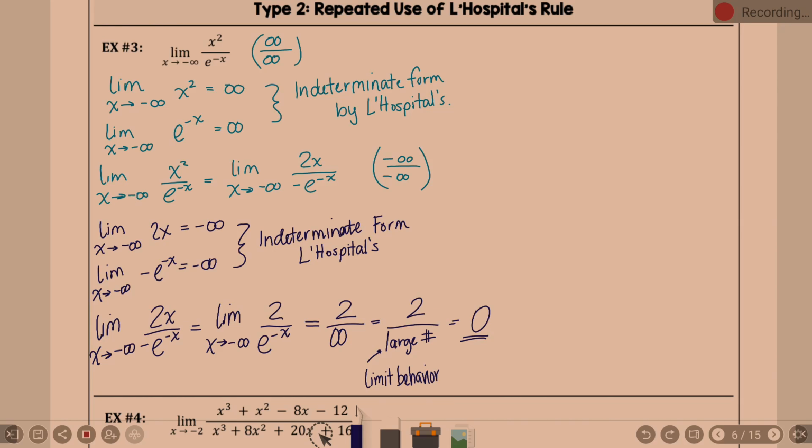But we can still do it, right? We didn't get an indeterminate form of 0 over 0 or infinity over infinity. As soon as we got just a 2 on top, I know I'm done. This is the last round. You can still get infinity as part of your answer, you just can't have a constant on top of it. Okay?